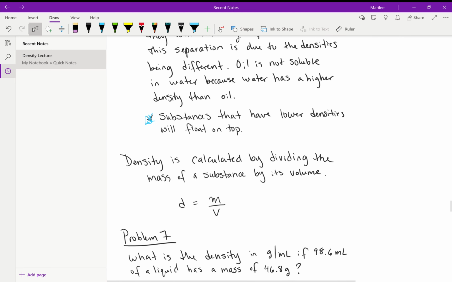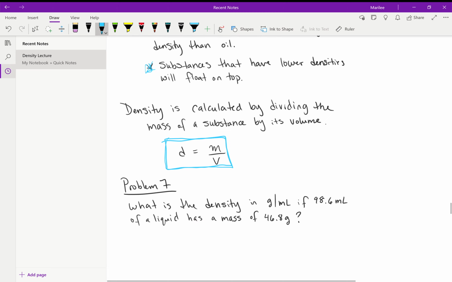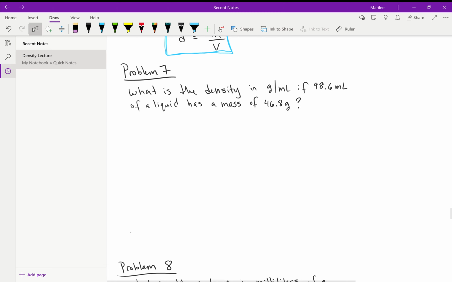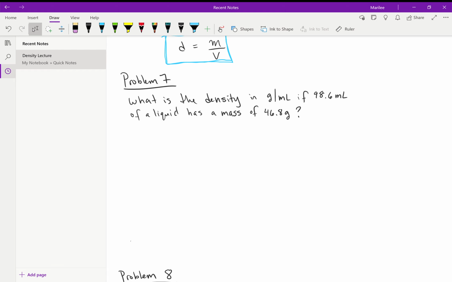Density is calculated by dividing the mass of a substance by its volume. So this is your equation for density that you will need for this week's work. Density is equal to mass over volume. Let me go over a problem here. What is the density in grams per milliliter if 98.6 milliliter of a liquid has a mass of 46.8 grams? So, what is the density? So we need D. D is equal to mass over volume.